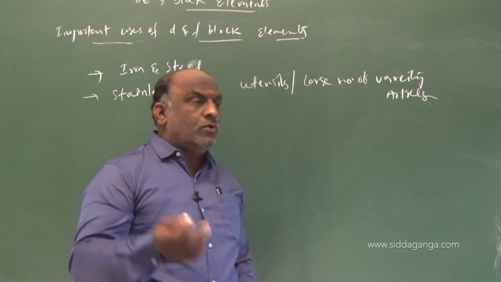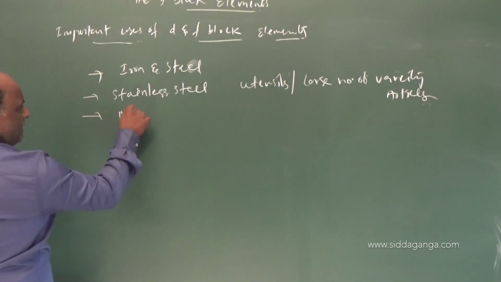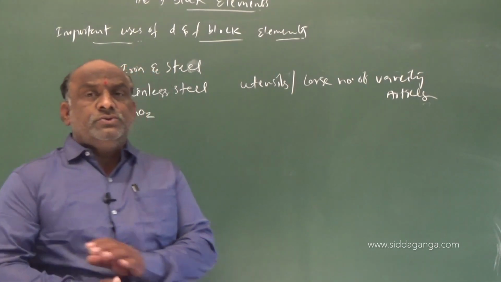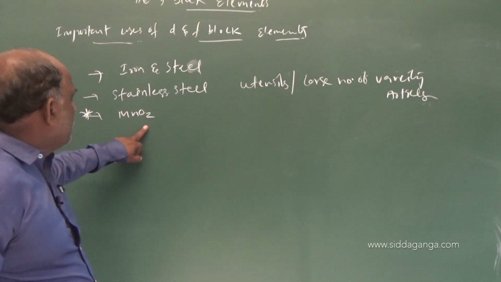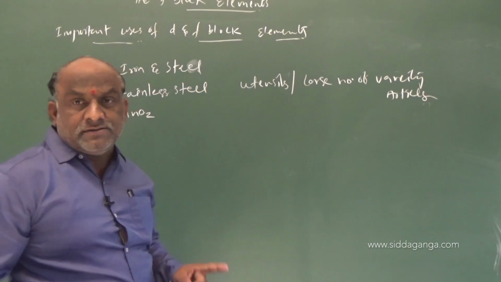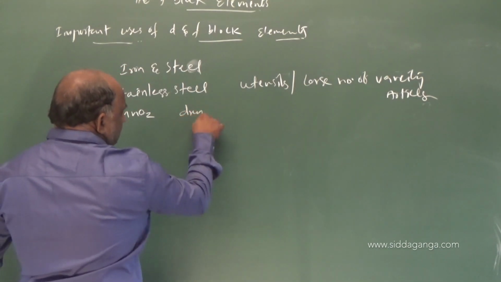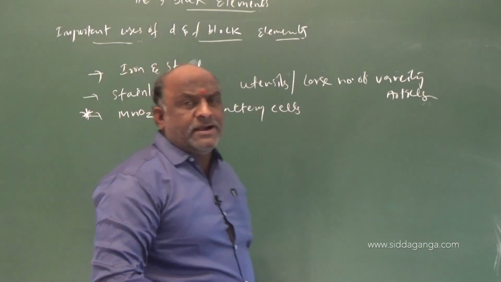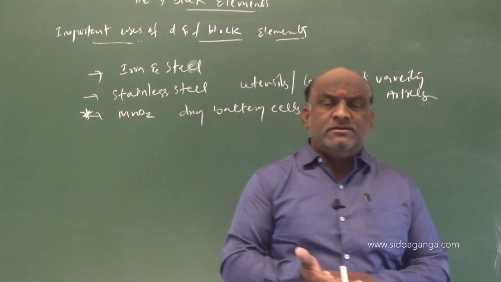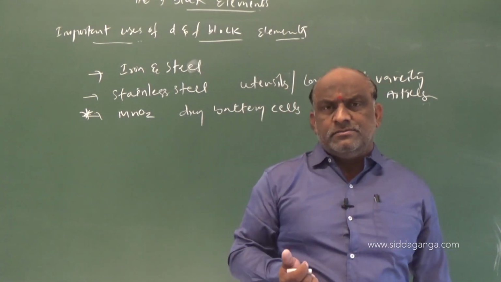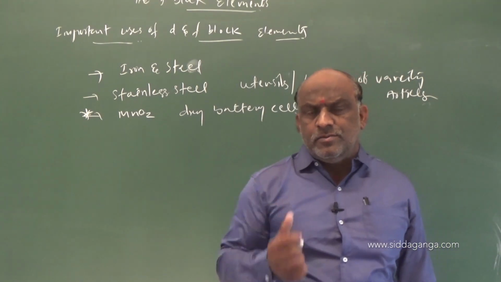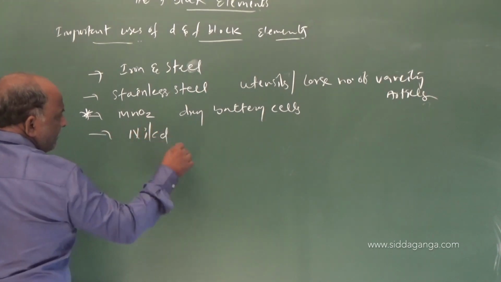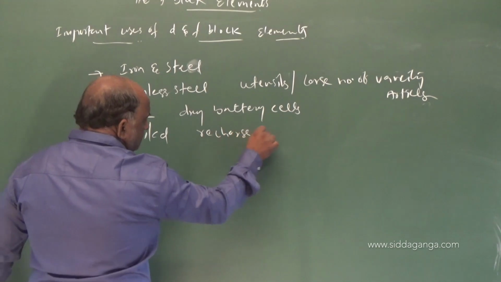And MnO2, MnO2 is very important, put 1 star for this. It is used in dry battery cells. In dry battery cells we use manganese dioxide, and already we know that rechargeable batteries, like cell phone batteries, will be there. Those rechargeable batteries can be prepared from nickel and cadmium.